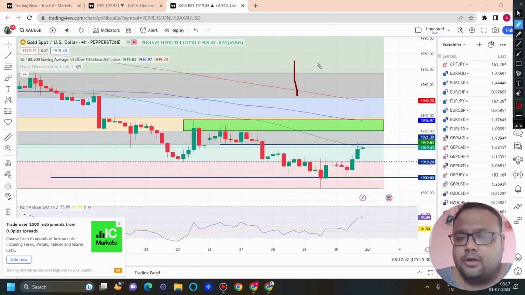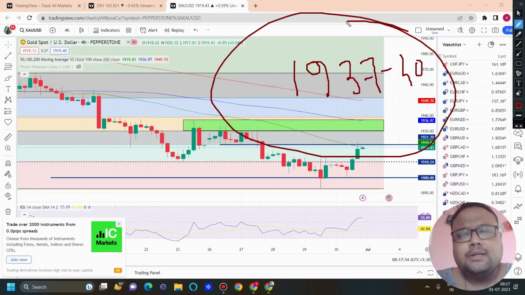First of all, the strongest resistance on the chart of gold seems to be around 1937 to 1940. Do you remember this level? We talked about 1937, 1940 a couple of days ago. Yes, the resistance of 1937, 1940 is still very much valid, and you can easily see the reason here.